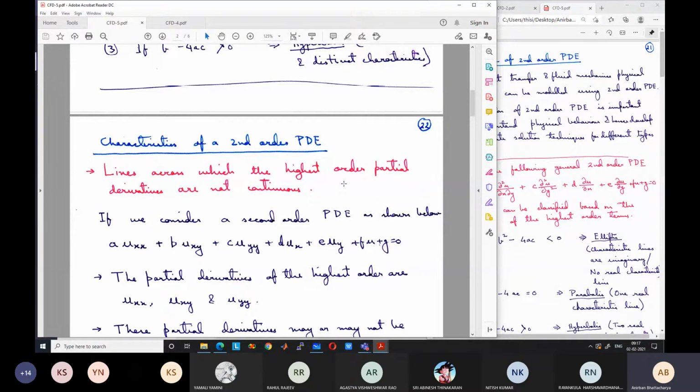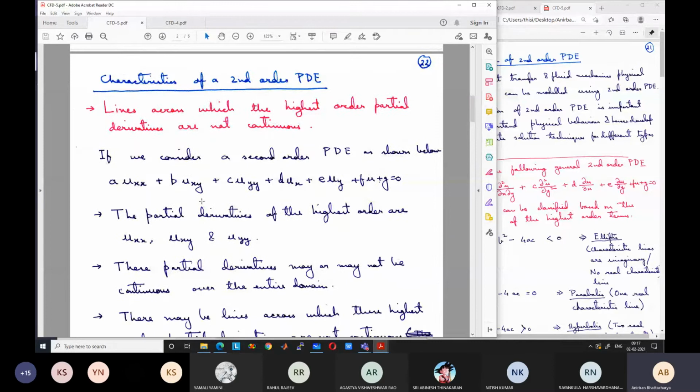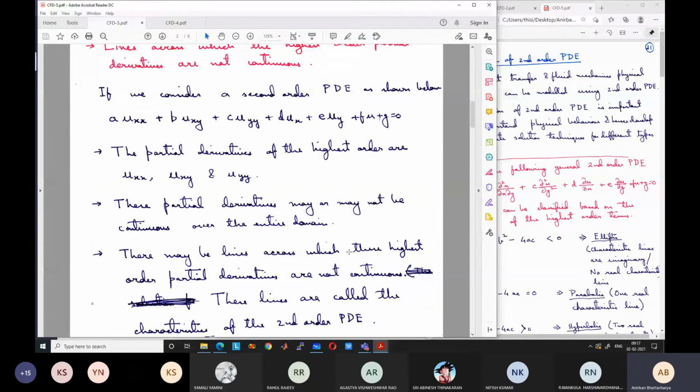Again, if we consider the second order PDE as shown below, as we have discussed already, A Uxx plus B Uxy plus C Uyy plus D Ux plus E Uy plus F U plus G equal to 0. The partial derivatives of the highest order are Uxx, Uxy and Uyy. So these partial derivatives may or may not be continuous over the entire domain, as I was just describing. And there may be lines across which these highest order partial derivatives are not continuous. So these lines are called characteristics of the second order PDE.